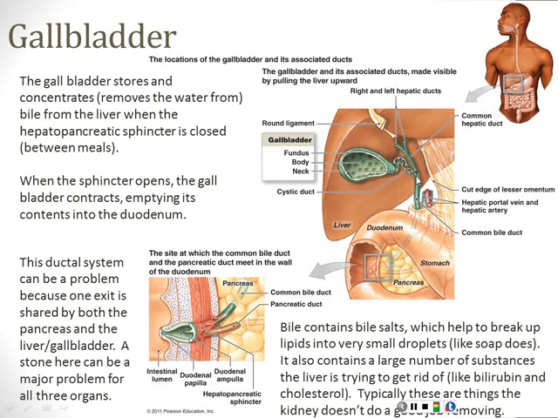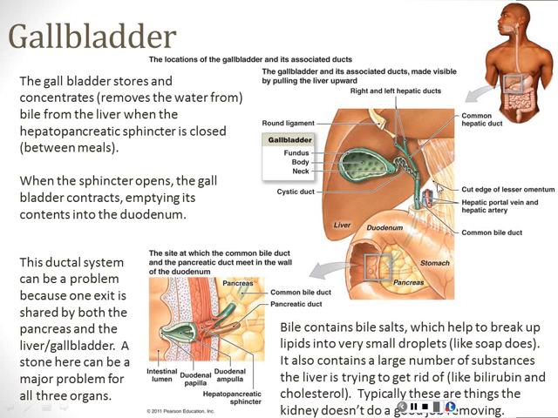The common hepatic duct joins with the duct that is leading to the gallbladder. We call that the cystic duct. So that's this right here. You can see that there's kind of this Y. The hepatic duct and the cystic duct join together, and then after that, now it's the common bile duct. So the hepatic duct comes from the liver, the cystic duct comes from the gallbladder. When they join together, now they're the common bile duct.